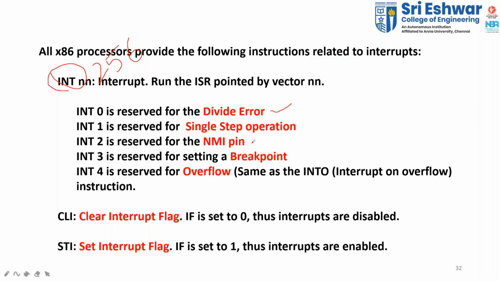Next is CLI and STI. This is very important. We are going to set and reset our interrupt flag. You can see the flag register present in the architecture of the 8086. The flag register is used to showcase the status of the processor, whether it is doing any process or not. If it is doing any process, what happened?